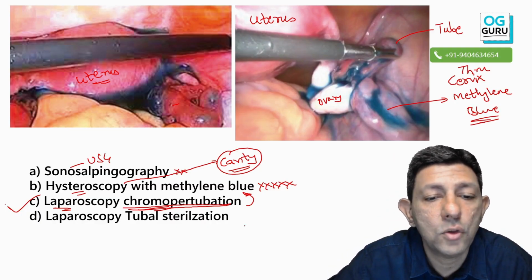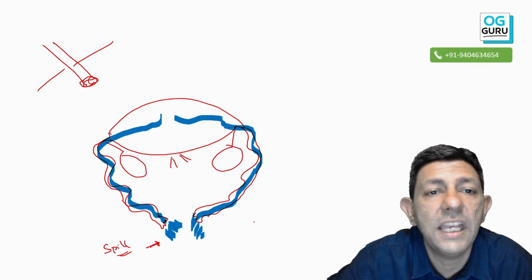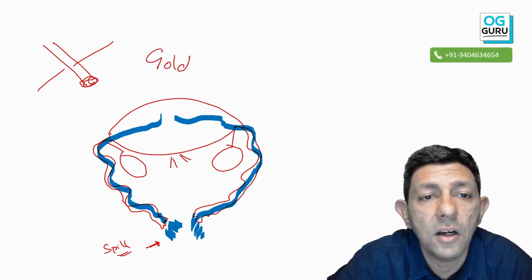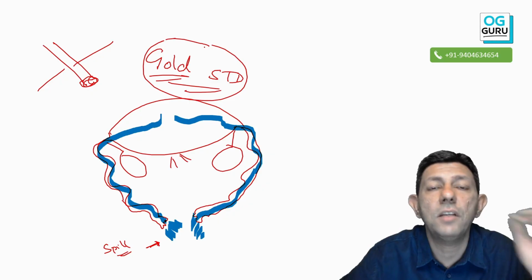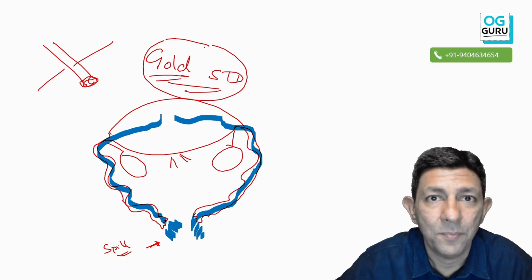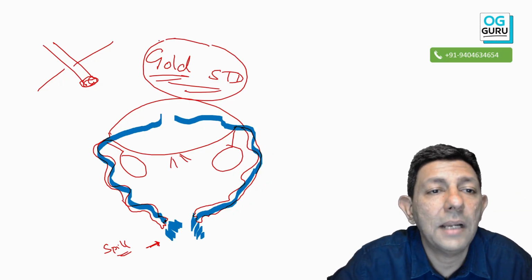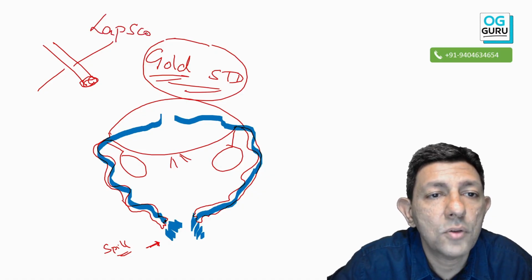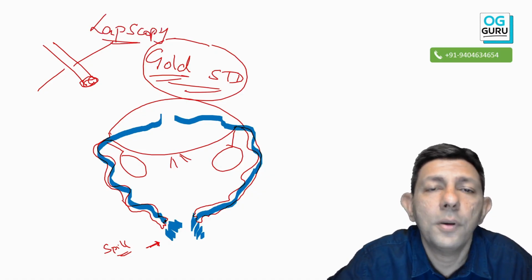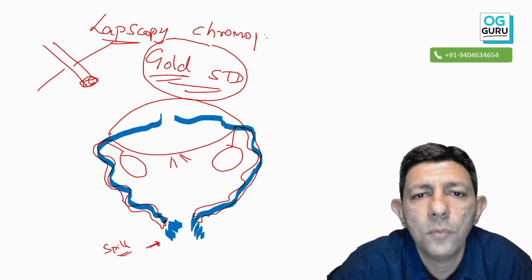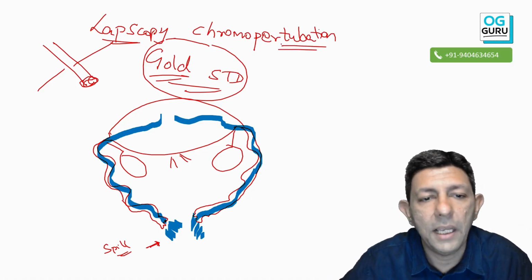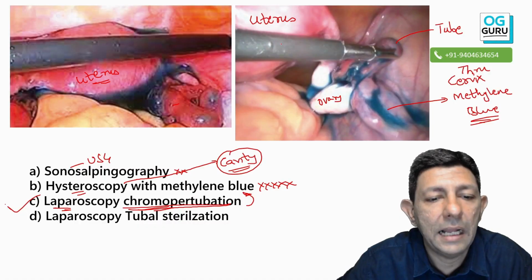And this, my dear student, is the best investigation, or the gold standard, or the confirmatory. I told you, gold standard or the best investigation for tubal patency. HSG is the initial investigation, but laparoscopy, it's understood. Chromopertubation is an extra step. Laparoscopy chromopertubation is done with the methylene blue dye. This is the answer over here.